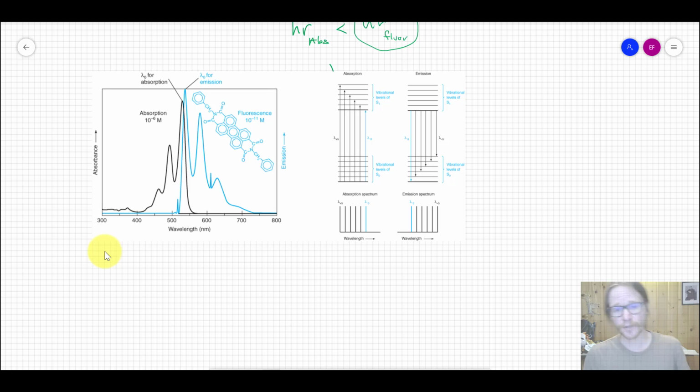So what does a fluorescence spectrum actually look like? I showed you what an absorbance spectrum looks like.